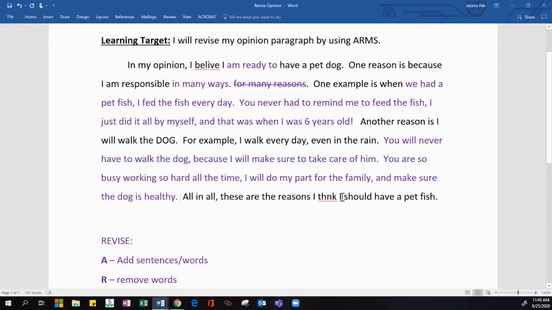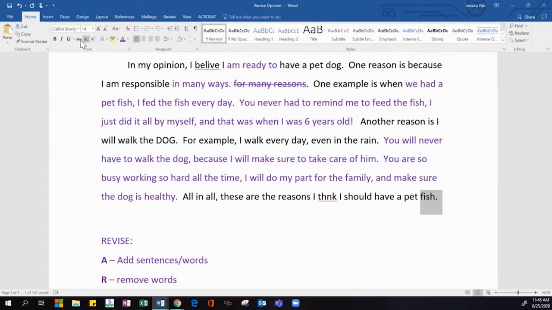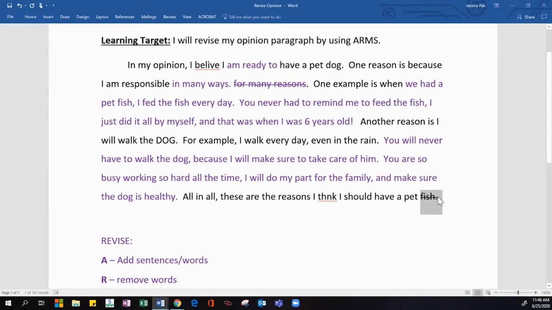All in all, these are the reasons I think I should have a pet fish. Uh-oh, hold on. Did I want a pet fish this whole time? Something that a lot of students tend to do sometimes, I'm gonna cross that off right away so I don't forget, is, hey, I talked about fish up here, but make sure you know what you're talking about. Do I want a pet fish or do I want a pet dog? I hope you said dog. So I'm gonna make sure to change that.